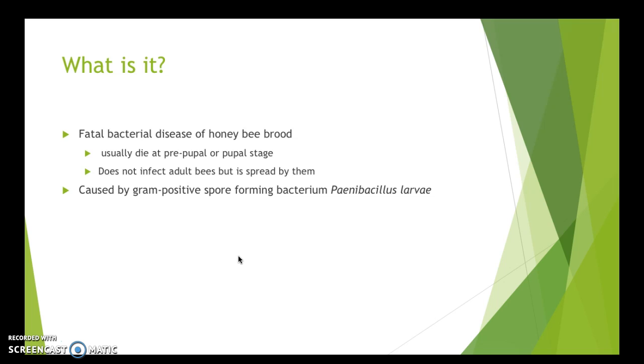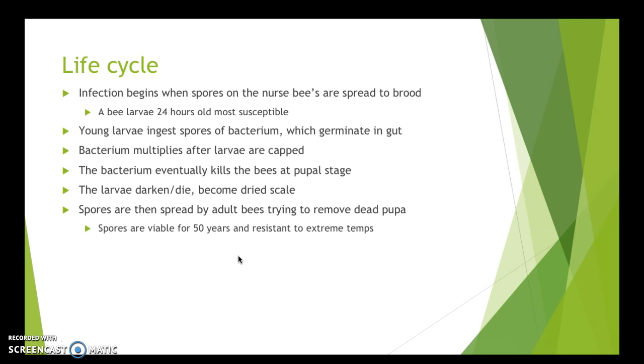Now that we know who the disease affects and what it is caused by, let's take a look at how P. larvae infect bees and how it is spread by looking at the life cycle of P. larvae. The infection begins when spores on the nurse bees are spread to the brood during feeding time. The younger the bee larvae, the more susceptible they are to the disease. At 24 hours old, the larvae are most susceptible. Young larvae then ingest the spore bacterium, which germinate in the gut.